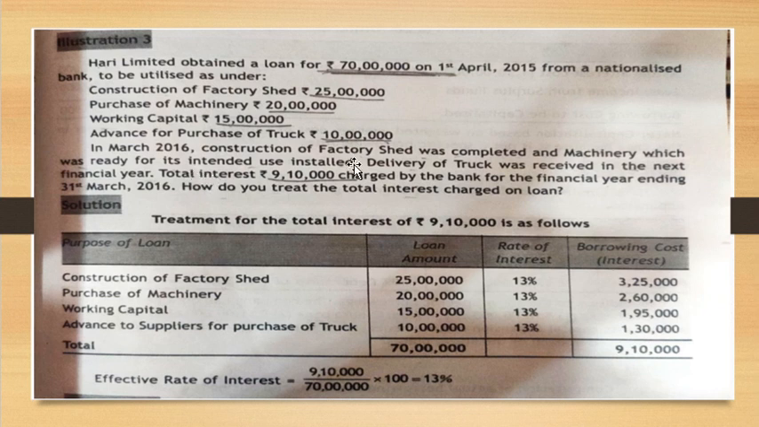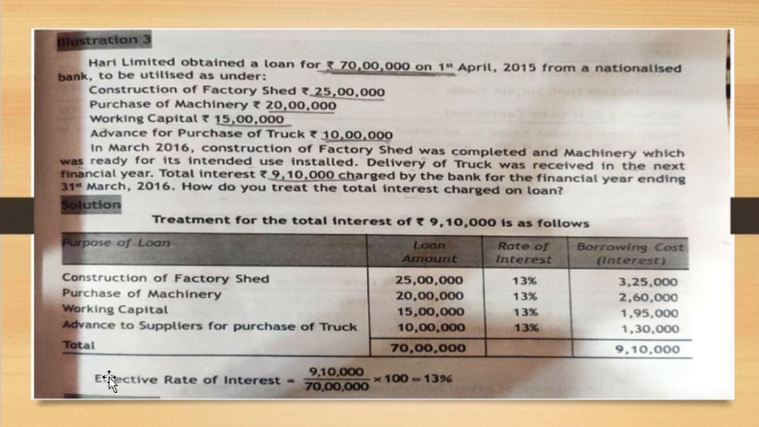So they're telling us the construction is completed in March 2016 and the other activities, or delivery of the truck, will be received in the next financial year, and the interest is given. As the percentage of interest is not given here, you're supposed to find out what the percentage of the interest is. So the treatment for the total interest of 9 lakh 10,000 is as follows. Before getting into the table, first we will calculate the percentage of interest.